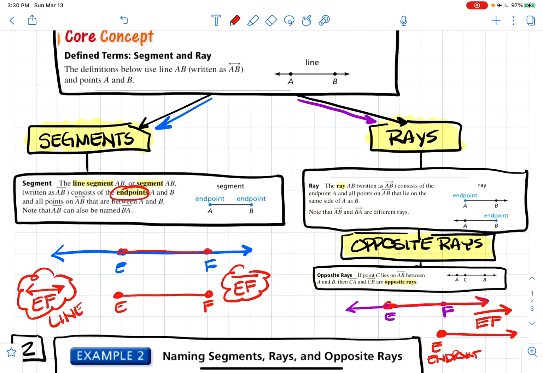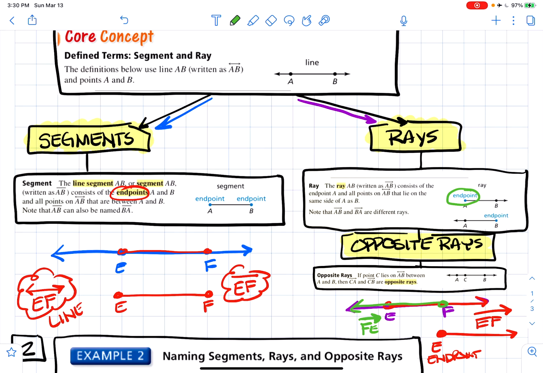So if I went the other way, for example, in green, if I took the endpoint F and went this direction, then I would have ray FE, and I would draw the arrow in that direction, going from F to E, and F would indicate that F is the endpoint. So endpoints start at the beginning, which is kind of strange because we say they're the endpoint, but they start at the beginning, and they go in the direction that you're pointing, right?